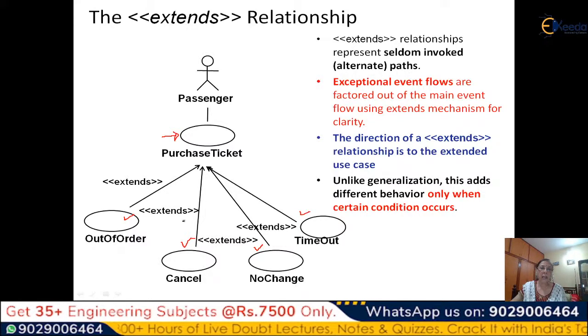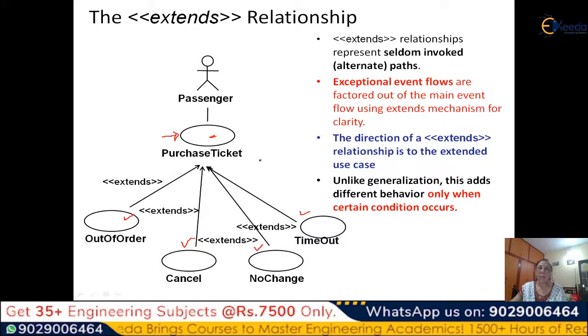So these are things which are not normal but some exceptional, and they will not occur every time. Under certain conditions only they will happen. So there is no need to add all these things into this and make it very bulky. Rather, we will factor it out into smaller sub use cases and call it extends.